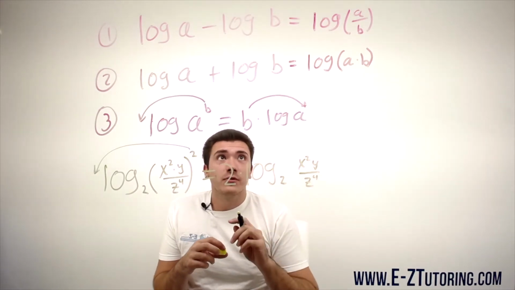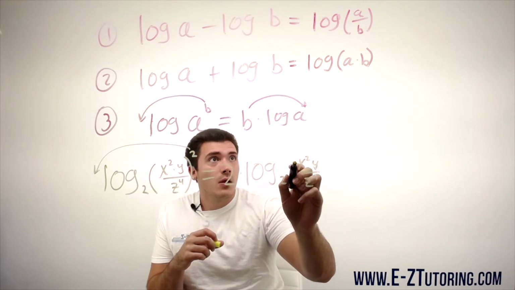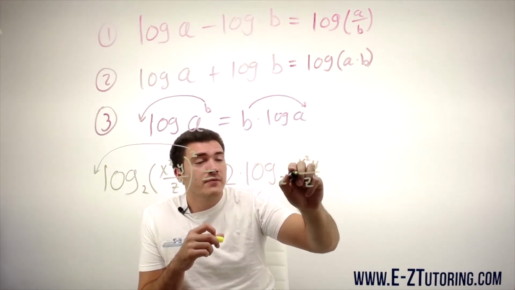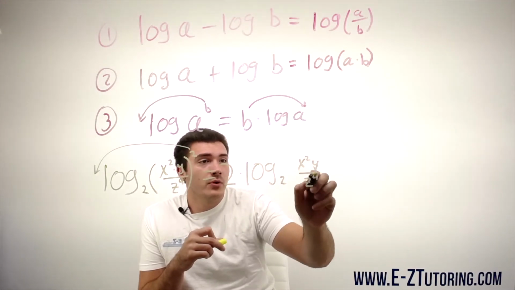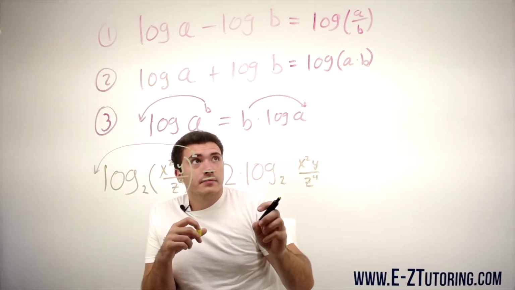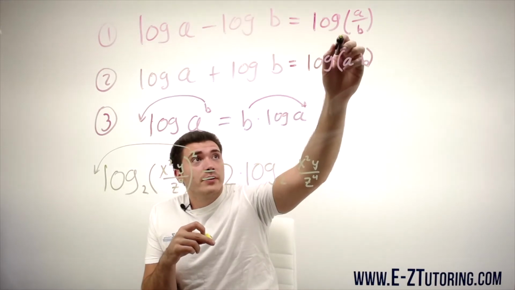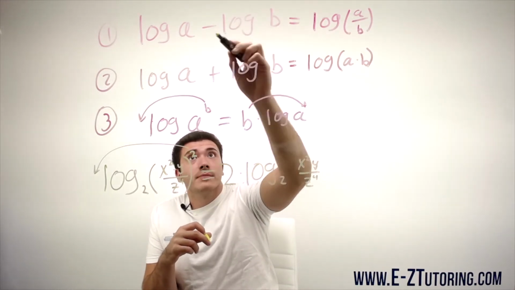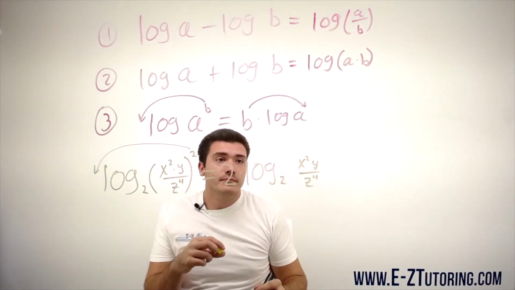I'm going to do rule number 1 first, so we can split up this division and have just this set as a number and this as a number. So rule number 1 says, if you have the logarithm of a over b, then you simply take the logarithm of this number, a, and you subtract the logarithm of the denominator.